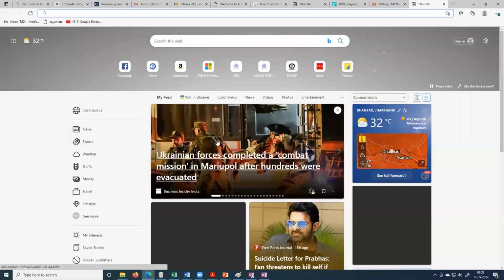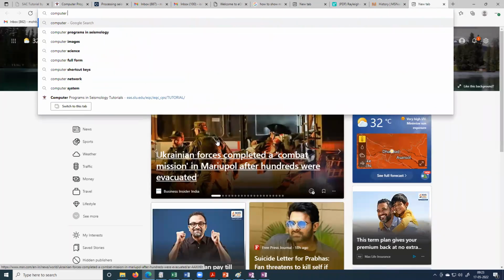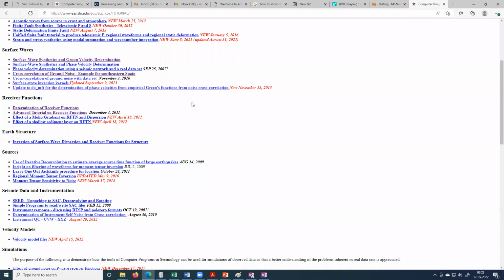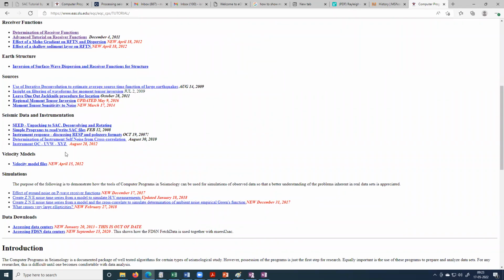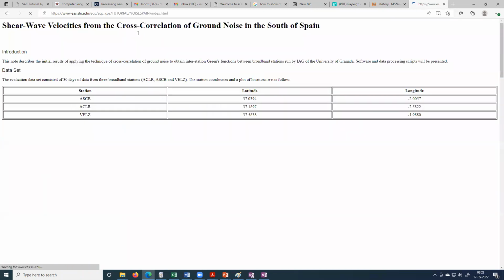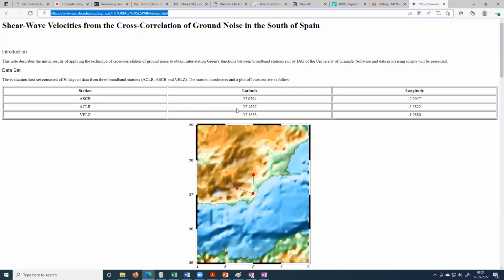And then there is Computer Programs in Seismology that I showed you yesterday, which also has its own utility for cross-correlations of noise data to compute the Green's function. So you can see in the surface wave sections, they have done some cross-correlation of ground noise examples with data sets. So these are also very important. We would like to go through it.